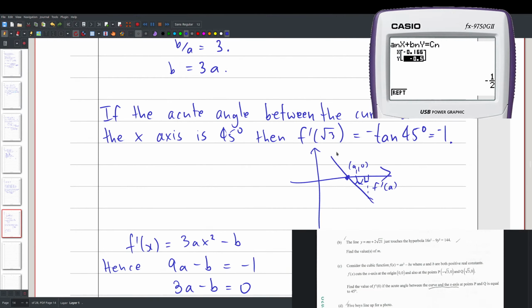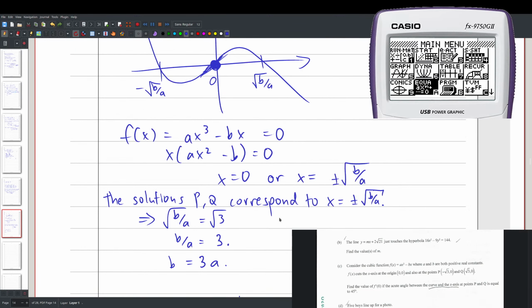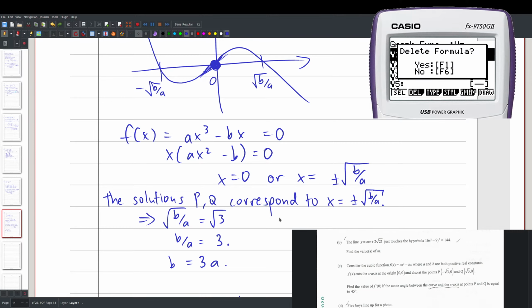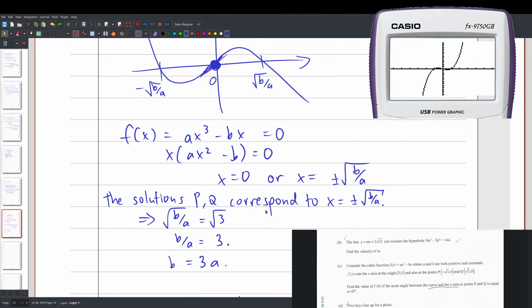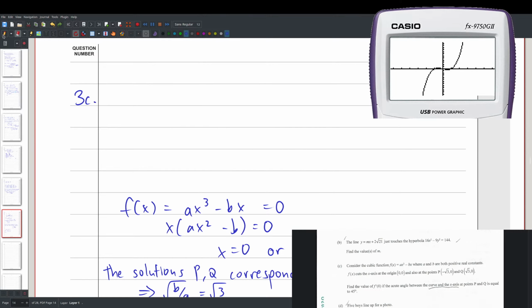That makes no sense, because x cubed minus x. Oh, it's the other way. It's the other way. Okay. Right. Okay, that makes more sense.